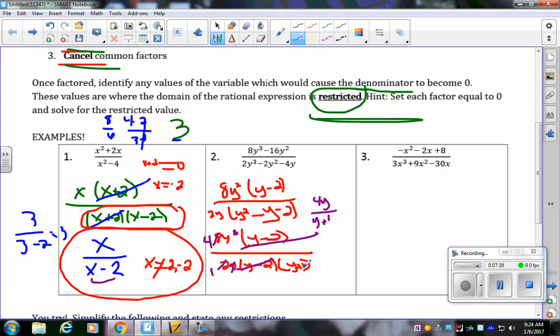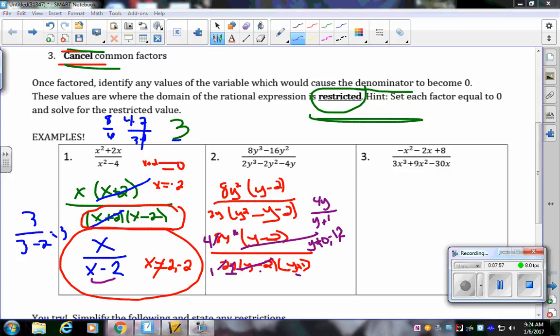Now restrictions. Y cannot be +2. Y cannot be a -1. And it can't be 0. Okay, because I have a variable there. So y cannot be 0, -1, +2.